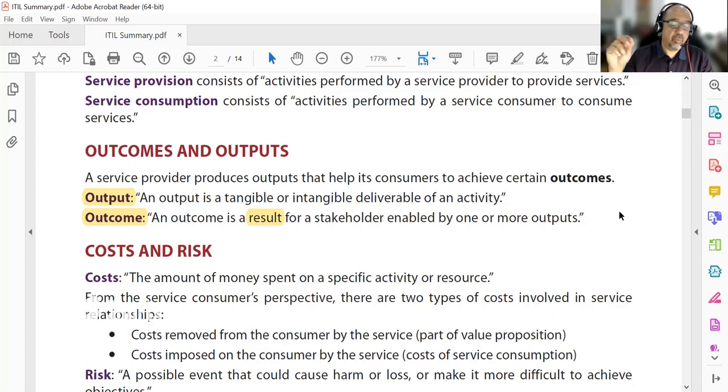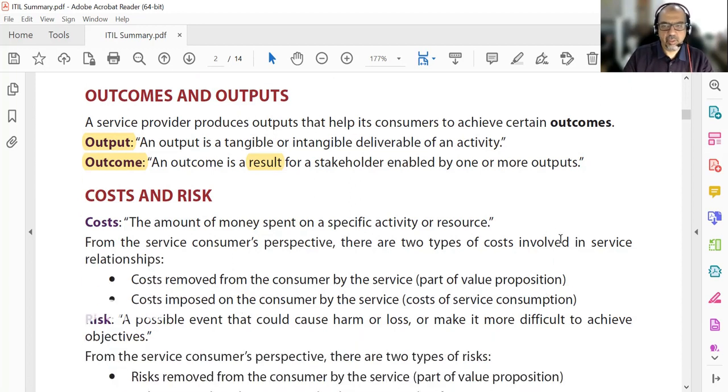So when I use the website of my bank, I'm getting some benefits here. I'm getting some results. This is the outcome. When I drink the coffee, I'm getting different benefits. Maybe I'll wake up, or I will drink this coffee to socialize with friends. So the output is the coffee, the outcome is the benefit, the result from using this output. Good. We will do some activities.